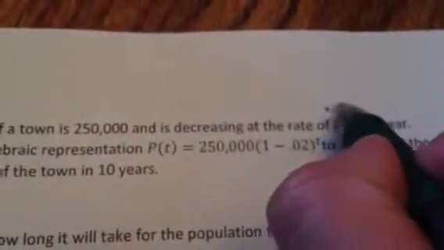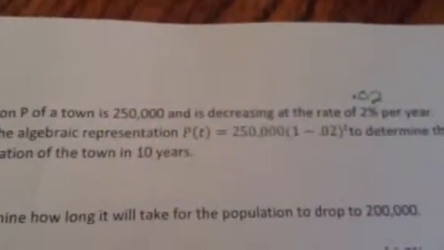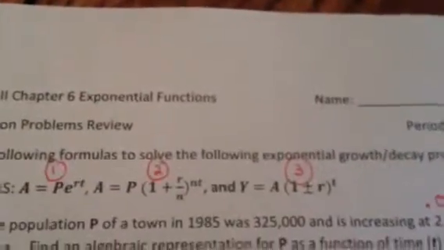Okay, the back. So on the back, they're talking about population. It's 250,000 and it's decreasing at the rate of 2%. So again, that's 0.02. And here's the formula. They already filled it in for us. They used the plain formula on the front. They used option number 3 with the minus because it's decreasing. And what we need to do is find the population in 10 years.